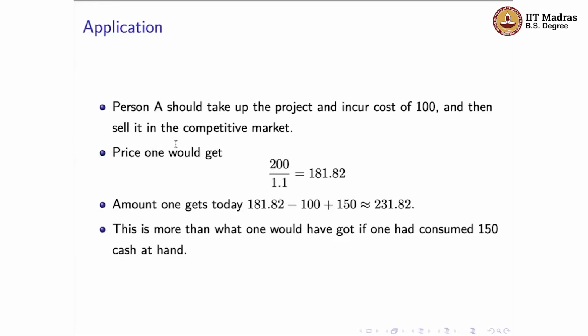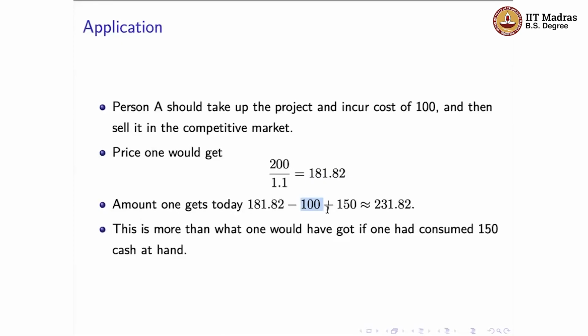Now, if you sell it for 181.82, what is the total amount of money that you actually have today? You have this 181.82, and then out of the 150 that you had, you used 100 to invest in this project, so you subtract out that 100. You are left with 50 on top of this 181.82. So you end up with a total amount of money of 231.82 today.